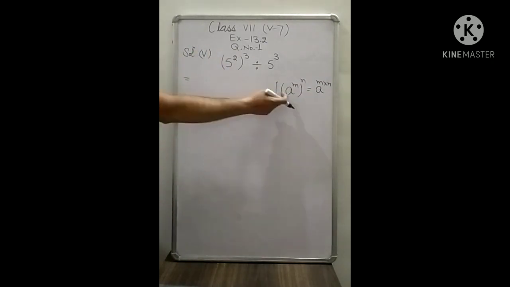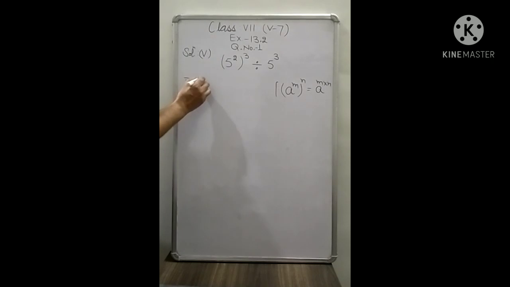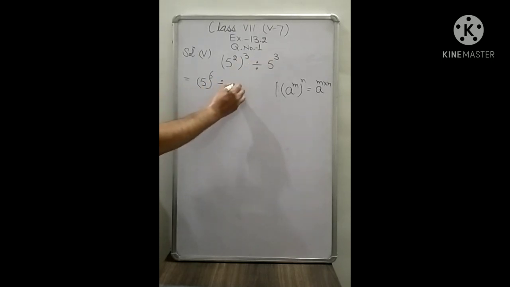So according to this law, this base will remain the same and these exponents get multiplied. So 2 multiply 3 will be 6. Divide, this will remain the same, 5 raised to the power 3.